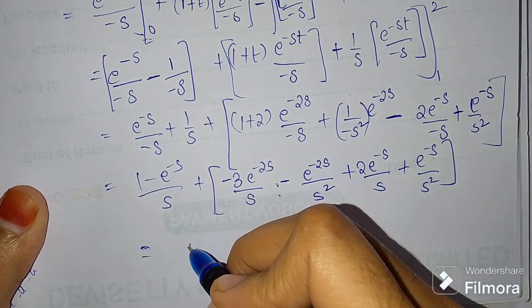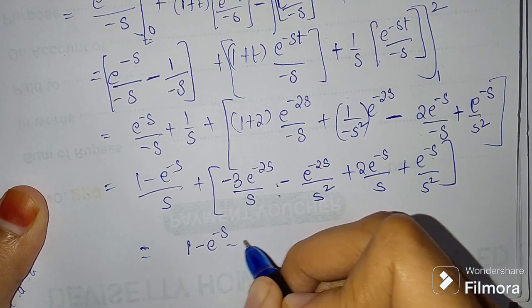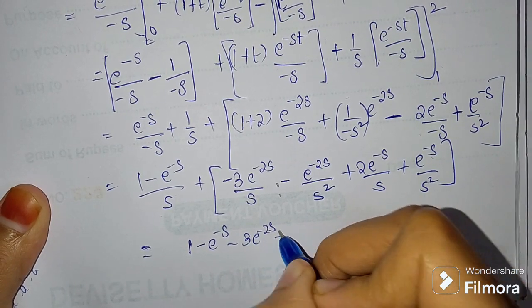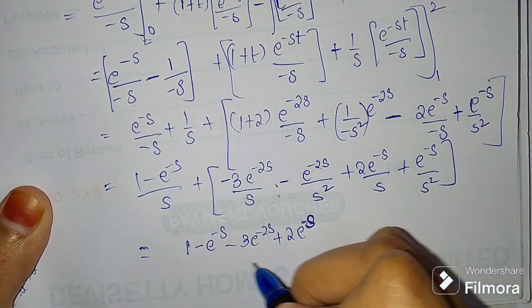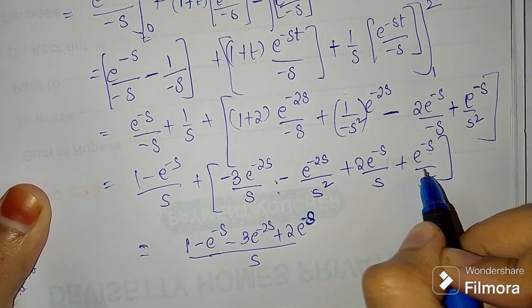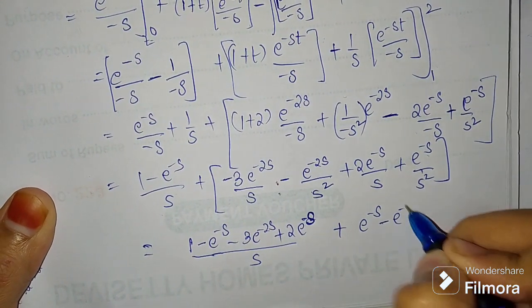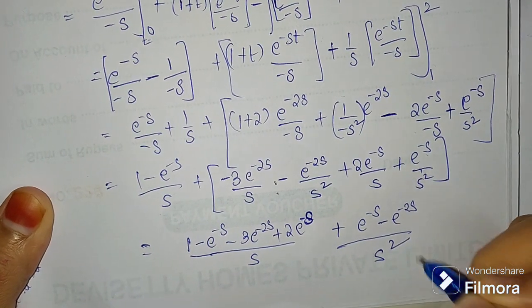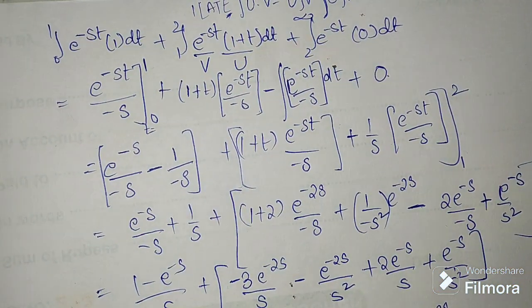Okay, so all the s terms I'll write on one side and the s square denominators on one side. Minus 3 e power minus 2s plus 2 e power minus s by s. What is left? This one and this one is left. Plus e power minus s minus e power minus 2s by s square. Over. This is your final answer. In this question we did nothing but use the definition, right? Now let's solve another question.